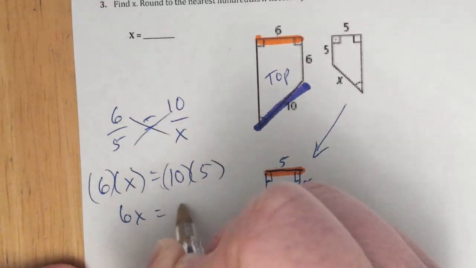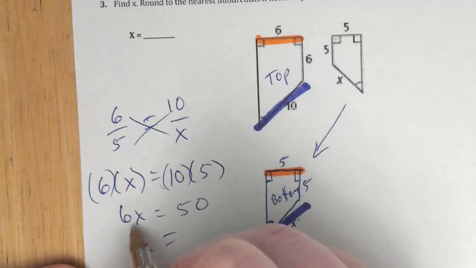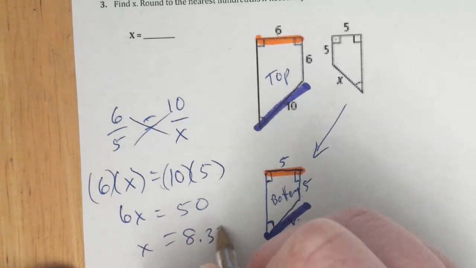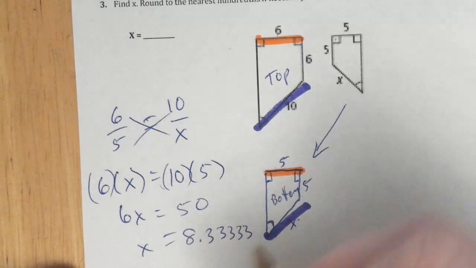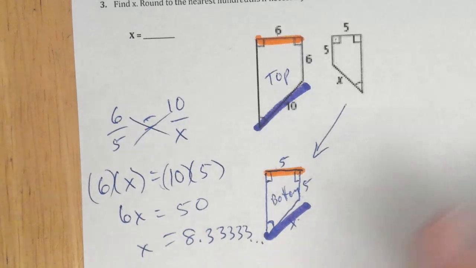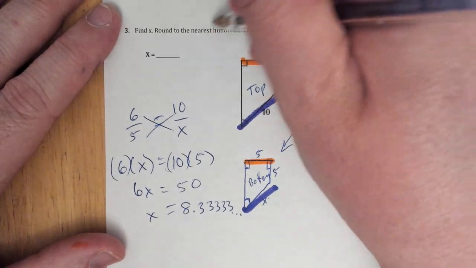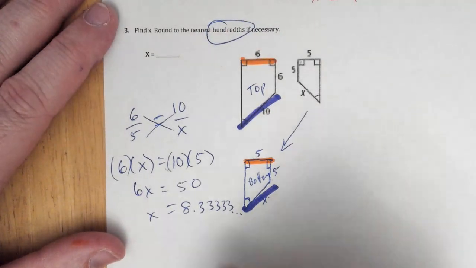We get 6x is equal to 50, divide by 6 on both sides, and you get 8.33, the 33 repeating forever and ever. Now, I'm like, oh my gosh, is that wrong? No, it can't be, because they said, hey, round to the nearest hundredth if necessary.